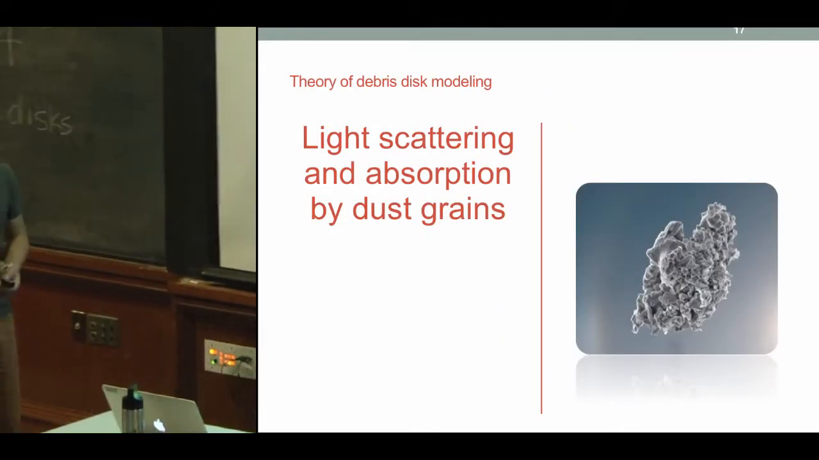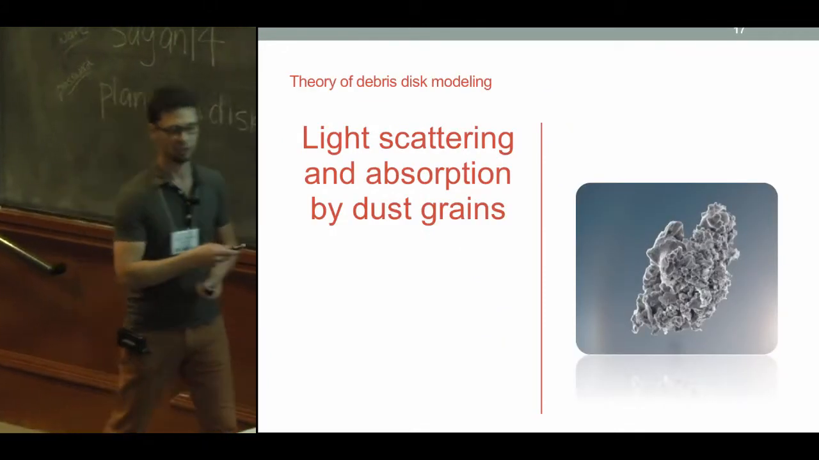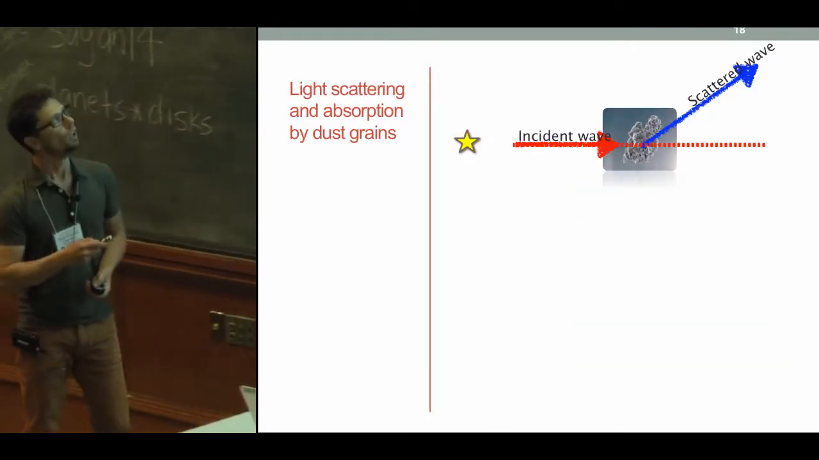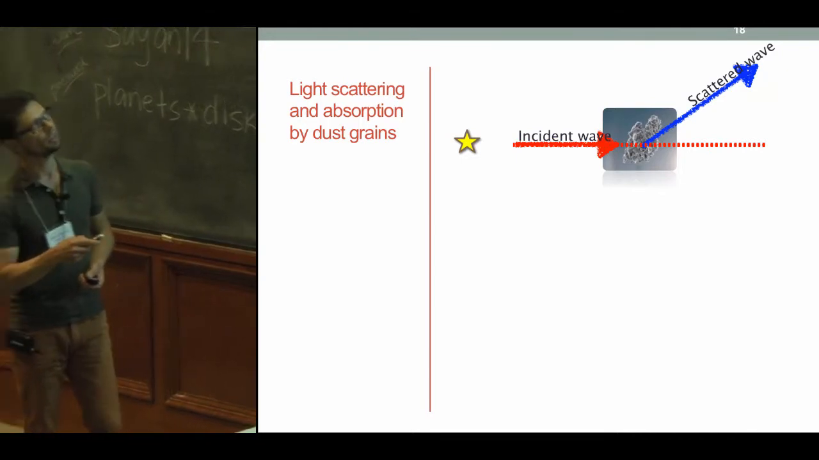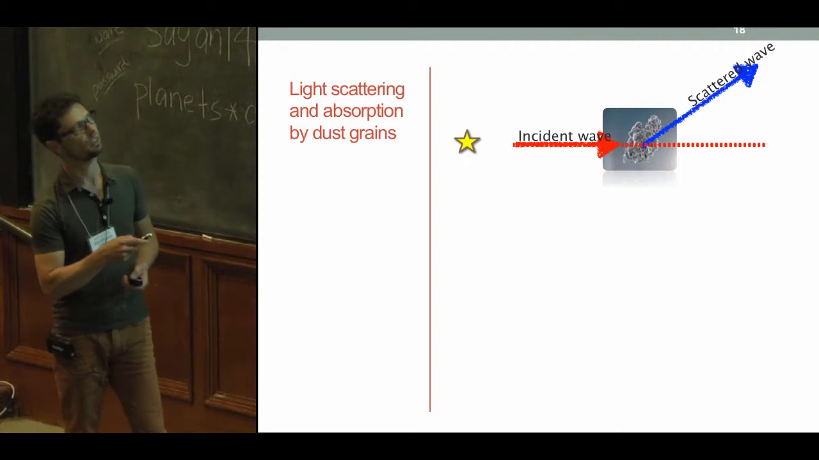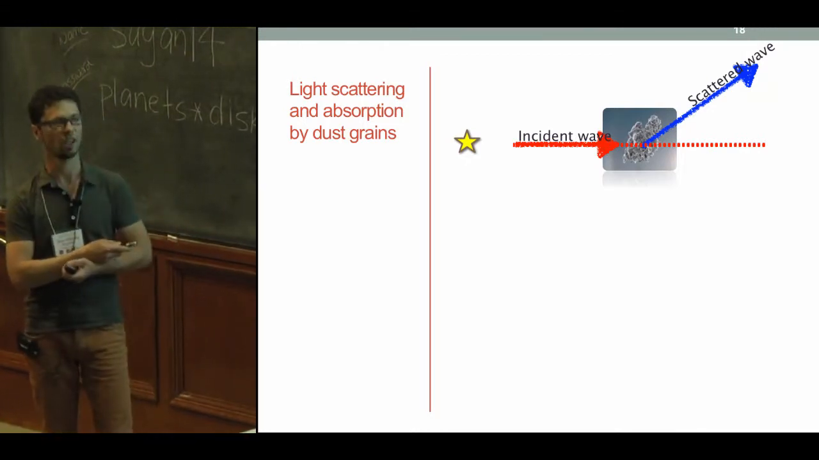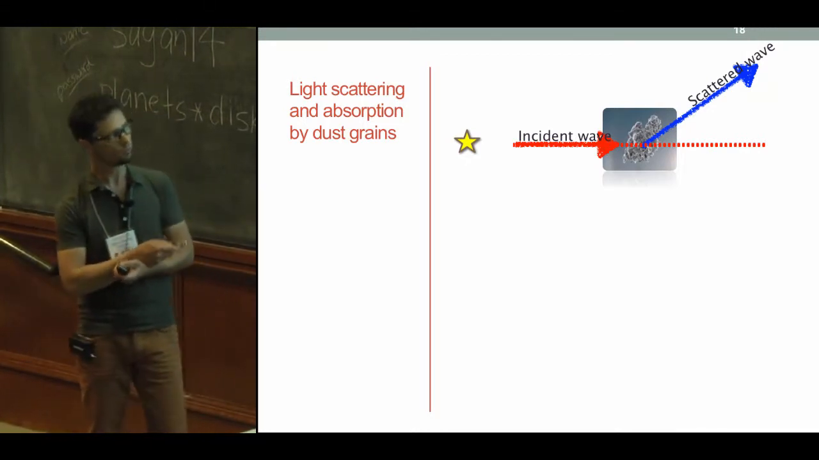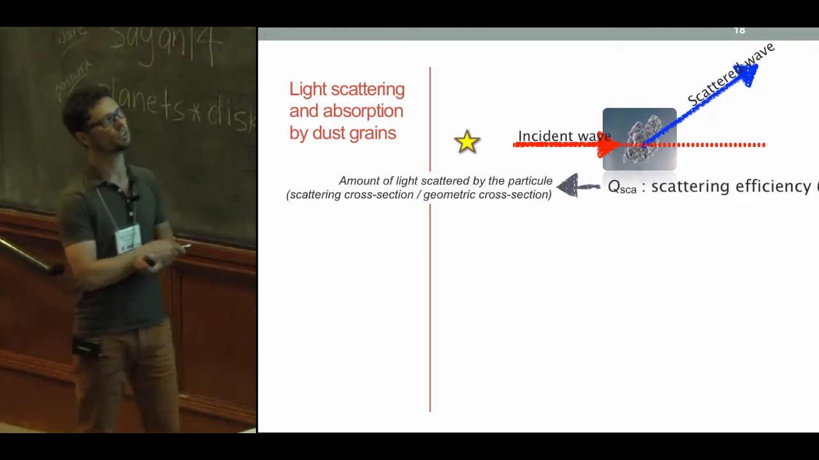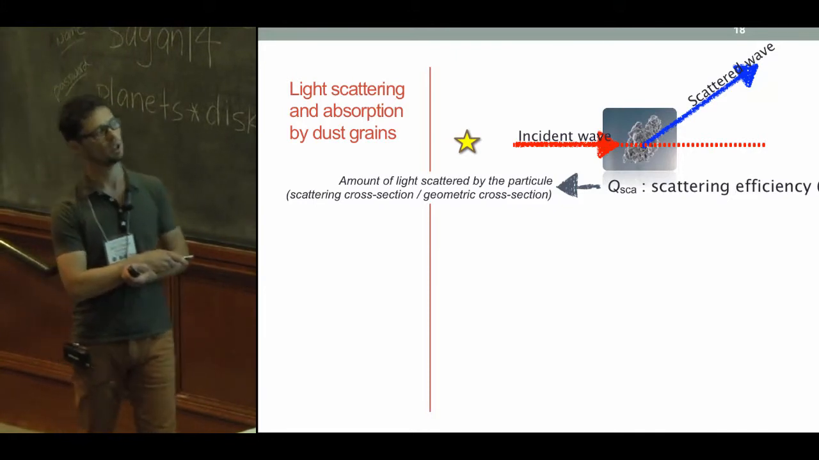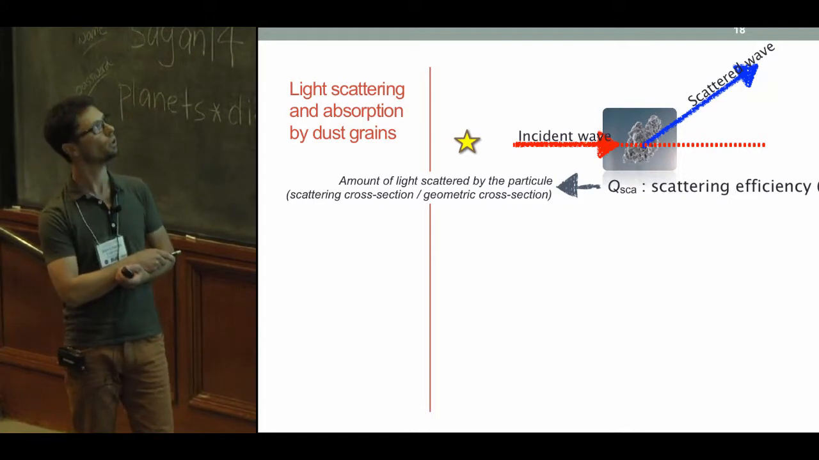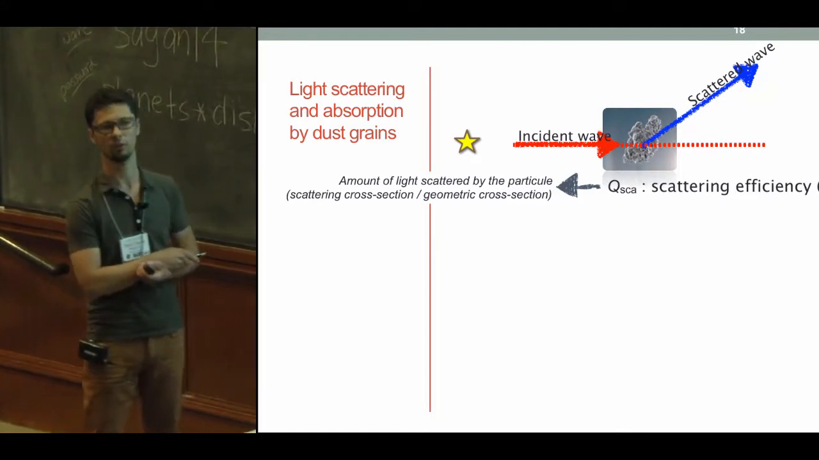So let's do a little bit of theory of light scattering and absorption by dust grains. This is my star. This is my grain. These are the photons which are arriving on my grain. And some of these photons are scattered in some direction here. And you define different quantities. One of them is Q-sca, the scattering efficiency, which is unitless, which is basically the total amount of light which is scattered by the dust particles.